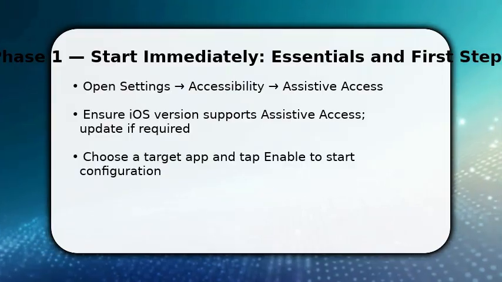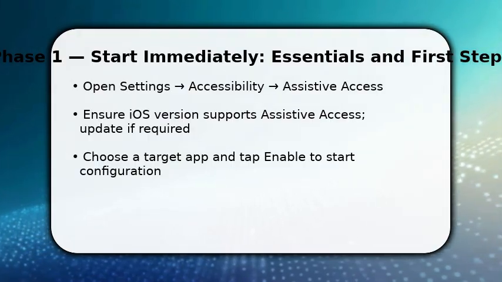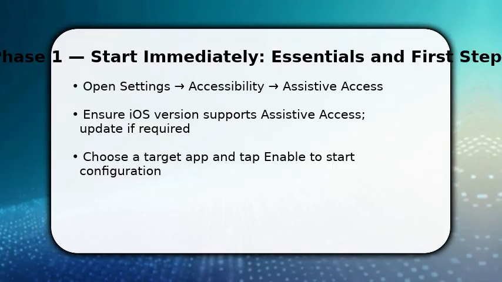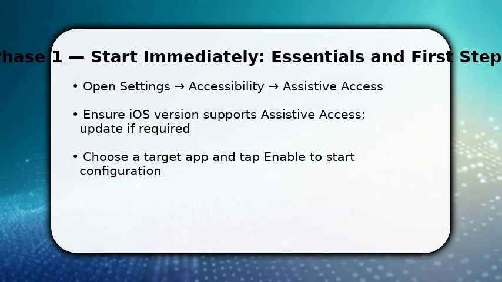You begin by opening Settings and navigating to Accessibility, then Assistive Access. This places the tool where you need it. Once there, make sure your device is on a compatible iOS version, and update if necessary.